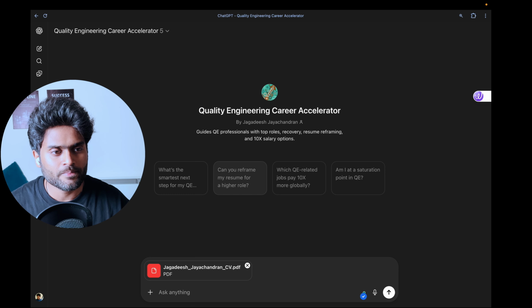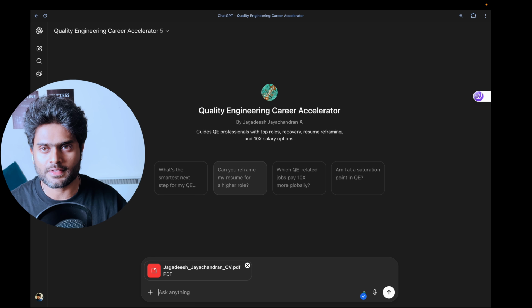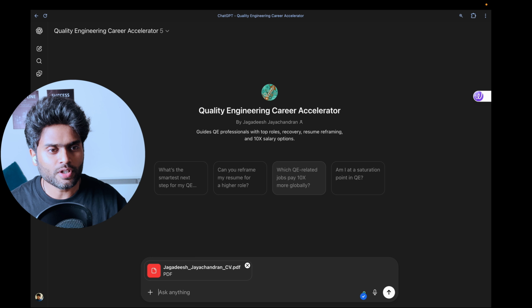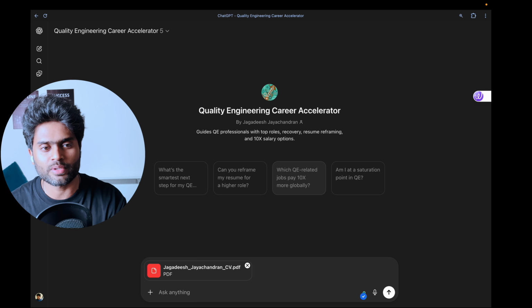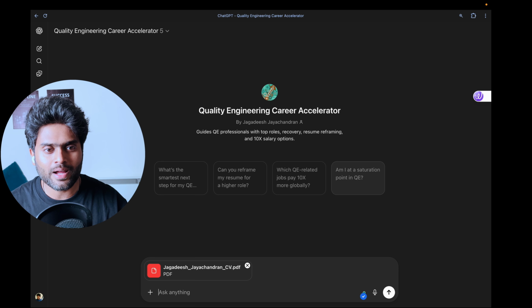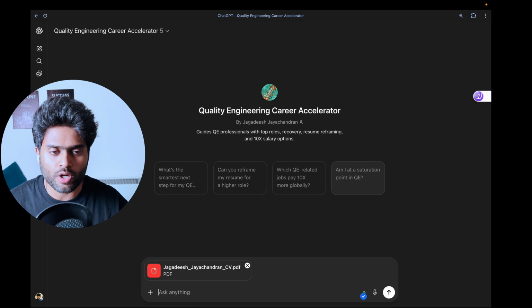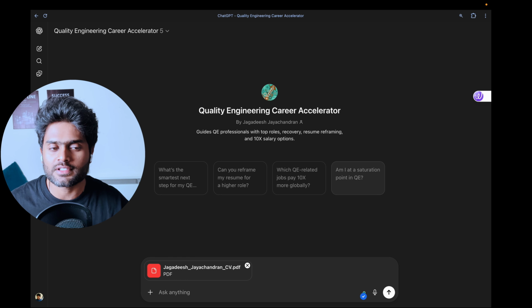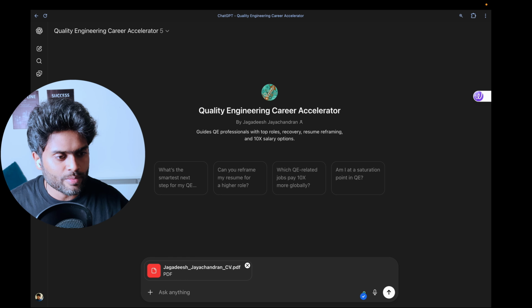And the second one is, can you reframe my resume for a higher role? That's the second option that I have. And the third one is, which QE related jobs pay 10x more globally? And the last one is, am I at a saturation point in quality engineering space? That's the last option that I have. And also I have uploaded my resume, as you can see.